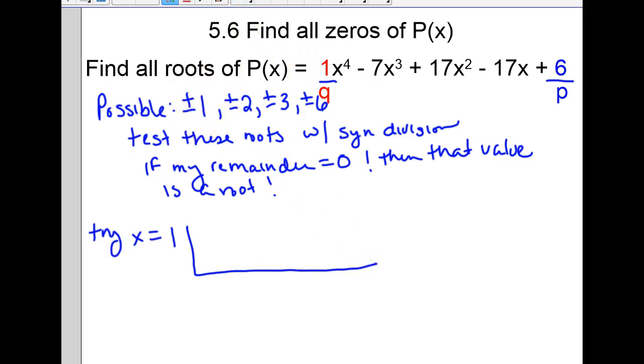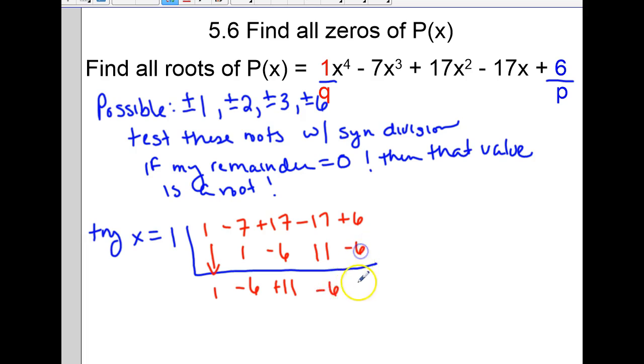I'm going to list the coefficients in standard form of my polynomial. I've got a 1, a negative 7, a positive 17, a negative 17, and a positive 6. I drop my 1 down, and that gives me a 1 to start. I multiply, bring my 1 over. That gives me a negative 6. I multiply, and I get a negative 6. I add, and I get a positive 11. I multiply, and I get an 11, and I add, and I get a negative 6. And I multiply, and I get a negative 6. And I get a remainder of 0.